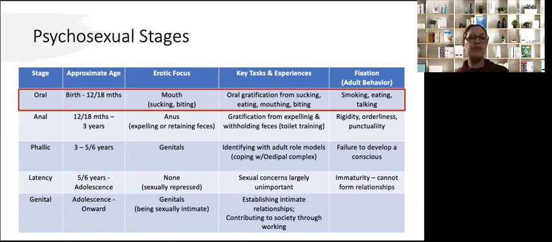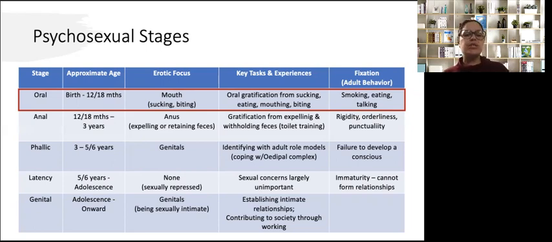So first we have the oral stage. This is associated from birth to about 12 to 18 months of age, so 1 to 1.5 years. And in this first stage, the baby's mouth is the focal point of pleasure. Children at this age bite, suck, eat, and put everything in their mouth, right? Essentially, they'll put anything they can get their hands on into their mouth. This is how they learn about and experience the world around them. So that's why he argues that at this stage, the pleasure is focused around the mouth.